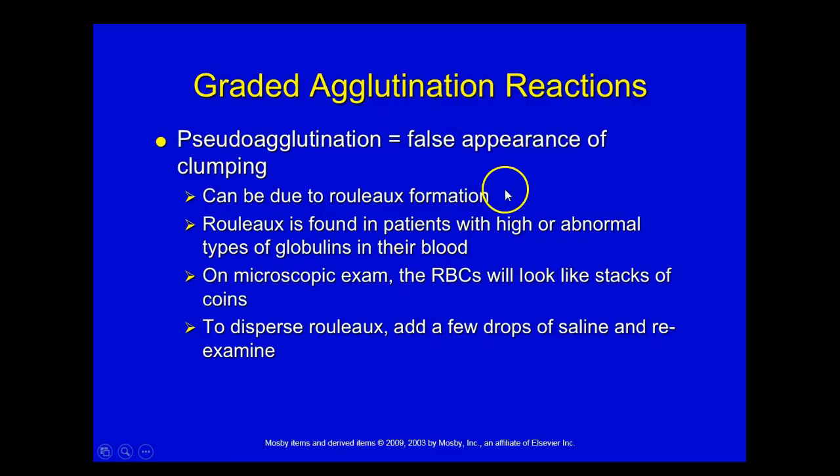There are some other issues we can have. Pseudoagglutination is the false appearance of clumping. It can look like it's clumped, but it could be due to Rouleaux formation instead. Rouleaux is usually found in patients with a higher abnormal type of globulin in their blood. On a microscopic exam, the RBCs kind of look like stacks of coins.